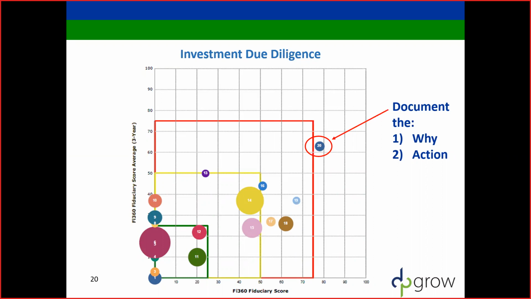Here's an example of a fund that may be getting outside the line, and this doesn't necessarily mean that in our committee meeting we're going to say, hey, let's fire that fund manager. But we're going to talk about maybe putting that fund manager on a double secret probation. Why is that fund performing outside the line, and what actions will we take, or do we need to take, in the future?